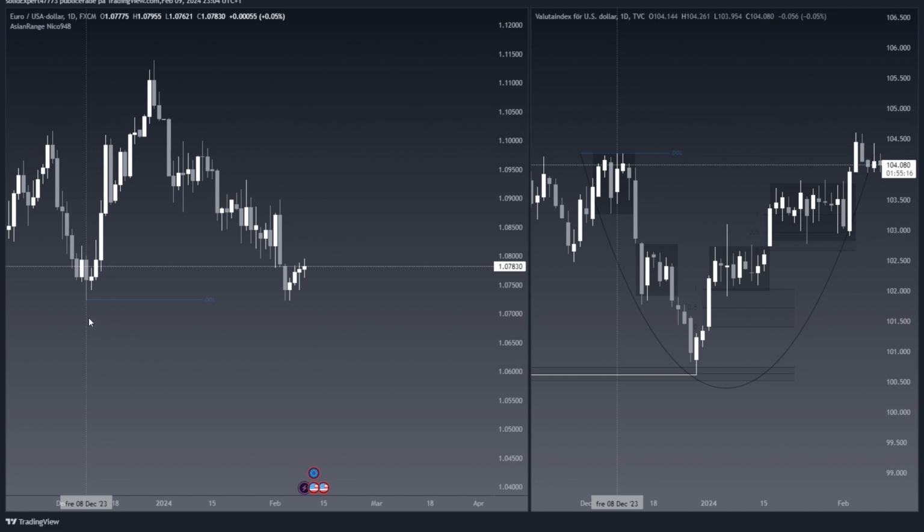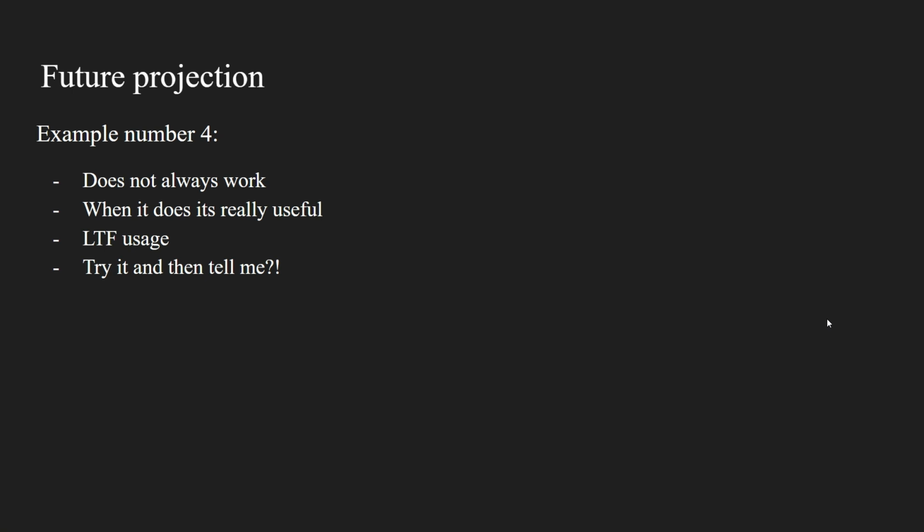You can see right here. Here's the drawn liquidity. Here's the drawn liquidity. You can see it defined much better on the DXY compared to Euro USD. What this means is that you can find the order flow much better, the bias much better, and also the overall market structure much better when you're utilizing the DXY in combination with Euro USD.